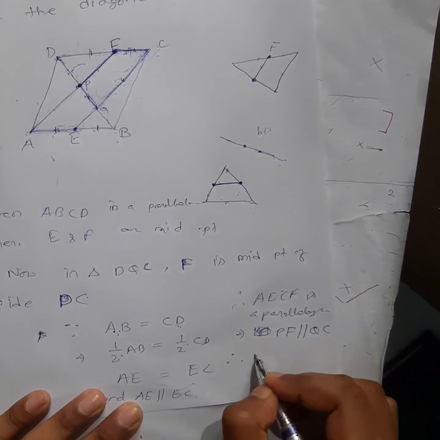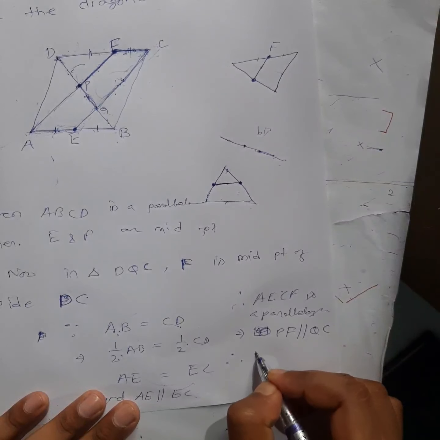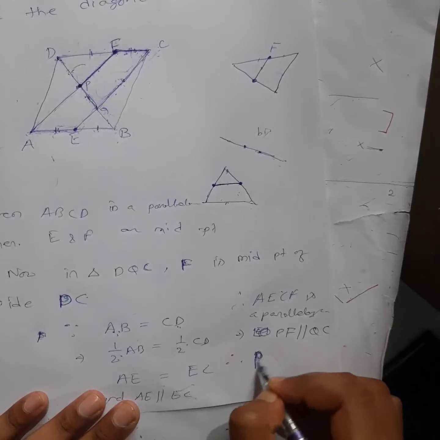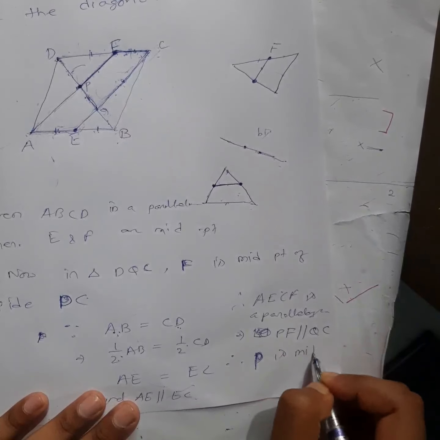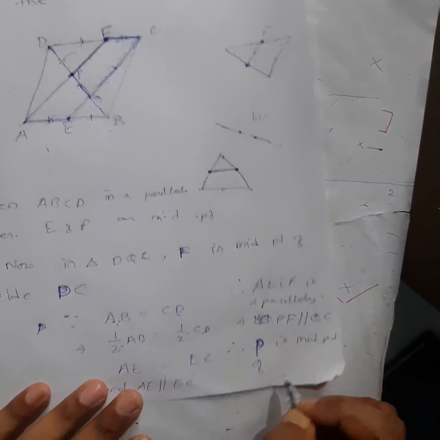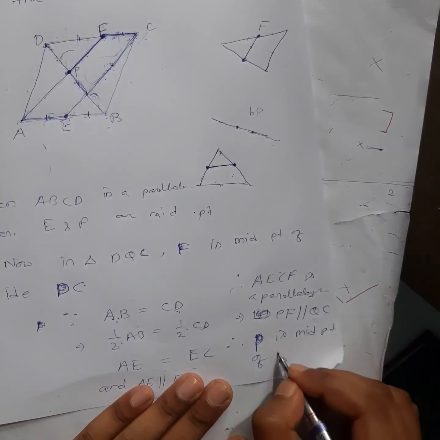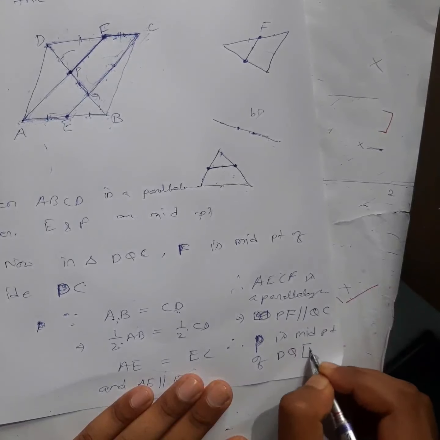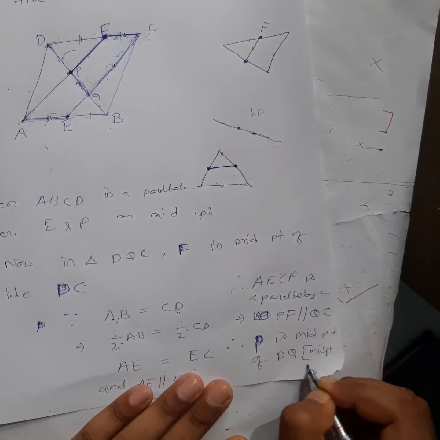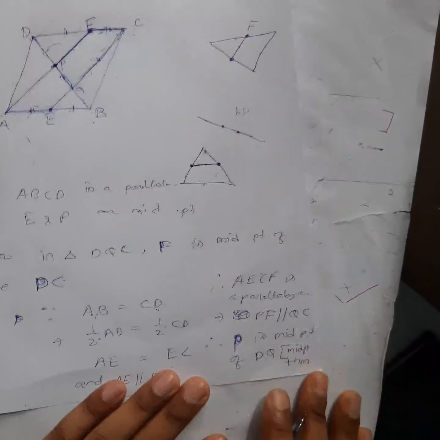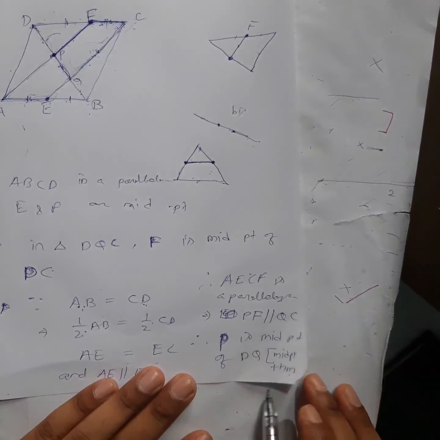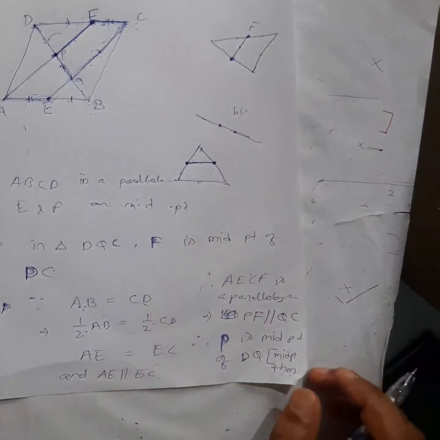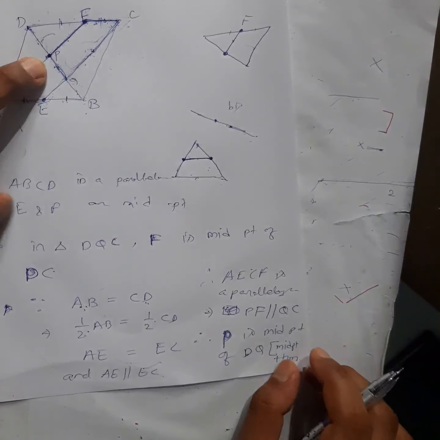Therefore, P is midpoint of DQ. Why? Midpoint theorem. I hope you can see, right? Midpoint theorem. Okay, you just follow the step and write down. Midpoint theorem. So this is the midpoint.